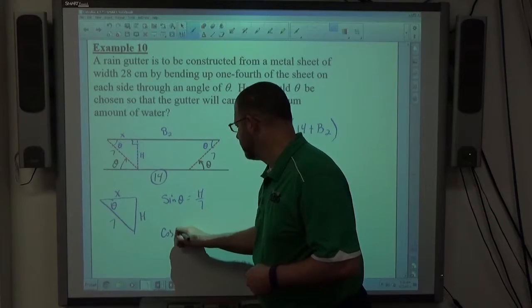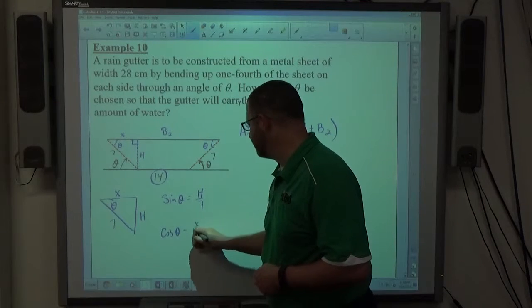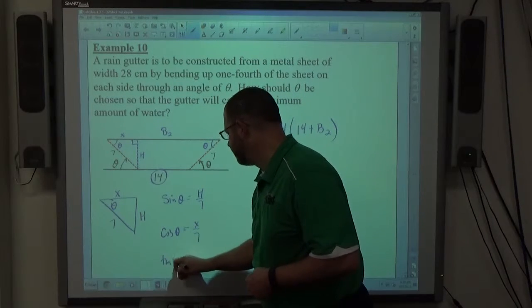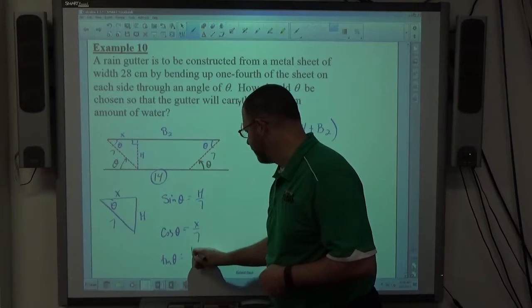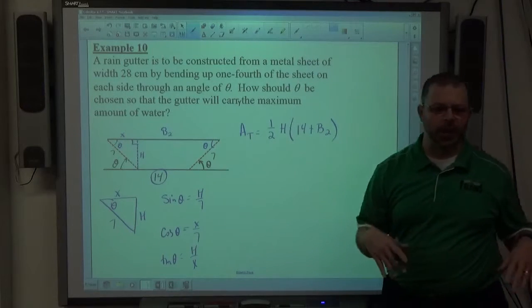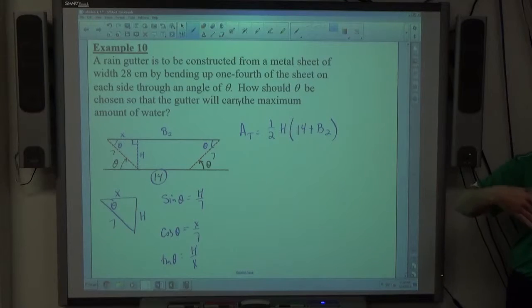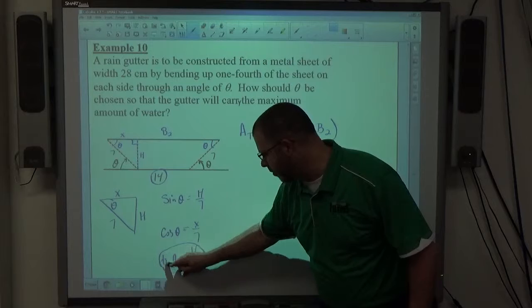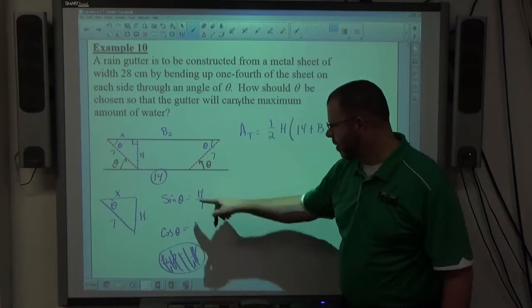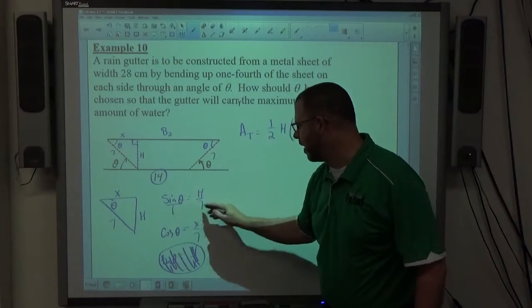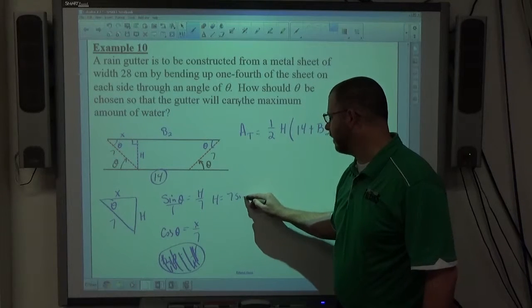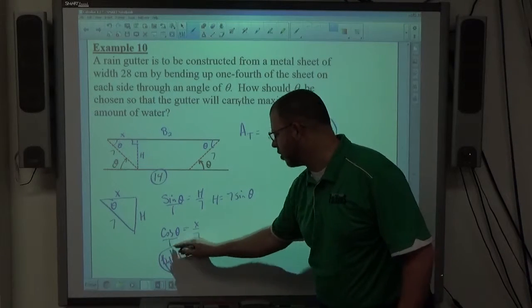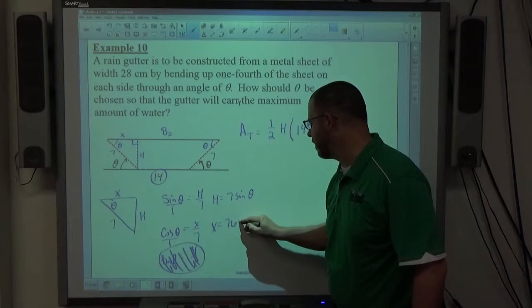Cosine of theta should equal x over 7, and tangent of theta should equal h over x, just using your basic opposite over hypotenuse, adjacent over hypotenuse, opposite over adjacent, sine, cosine, tangent ratios. Of the three, this one's not very helpful because it has too many variables in it. But this one here just tells me that if I cross multiply, h is equal to 7 sine of theta. This one here, if I cross multiply, tells me x equals 7 cosine of theta.